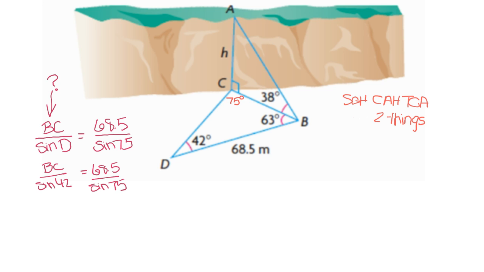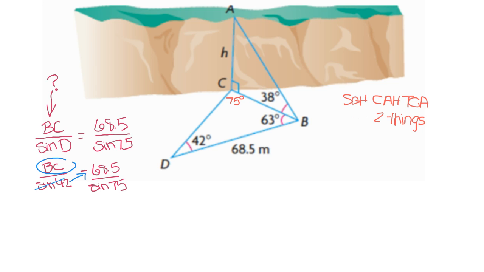So our unknown's in the numerator. That's good. With our unknown in the numerator, I want to leave this here. All I'm really going to do is multiply both sides. I'm going to cross multiply this up. I'm going to multiply basically both sides by sine of 42. That'll get rid of it here, and that'll bring it over to the other side.